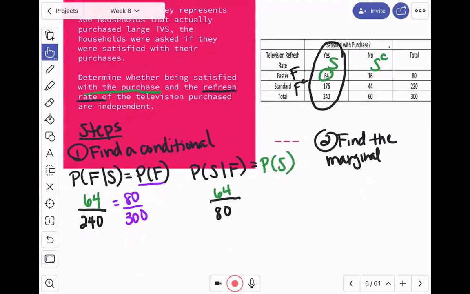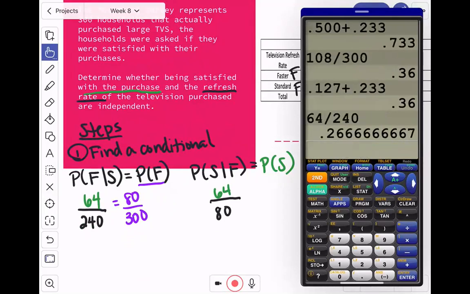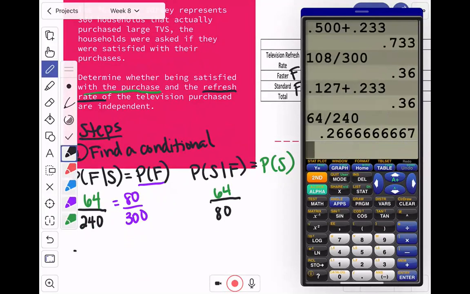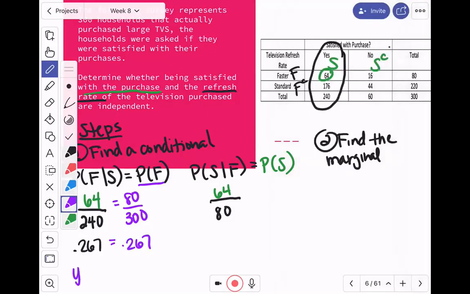So if I calculate those, 64 divided by 240, make it a decimal, is 0.267. I want to know, does that equal 80 divided by 300? This is also 0.267. Because they are equal, then we can say yes, they are independent.